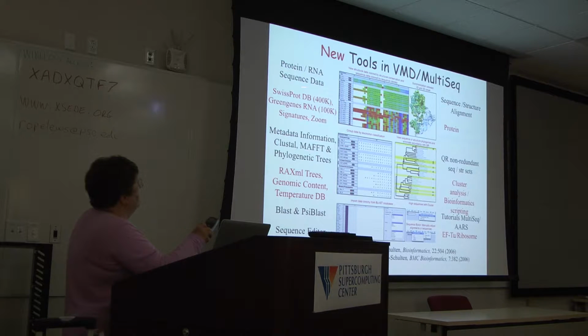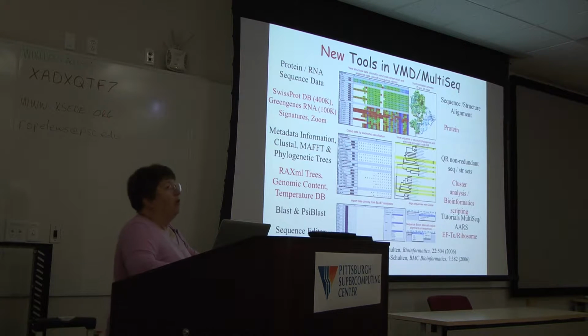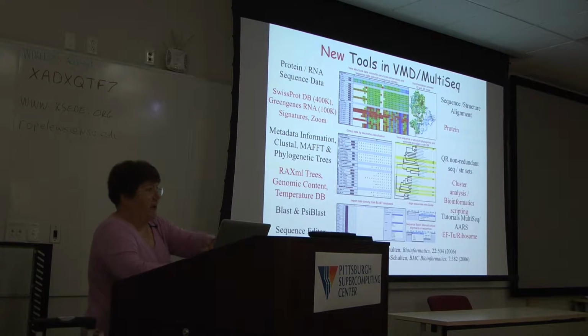Do this on a bigger machine. You can bring in, if you want, the whole Swiss-Prot database. You can bring in all the RNAs. It's in a database called Greengenes. But you have to have enough memory to do it, so you don't want to do it on a laptop.